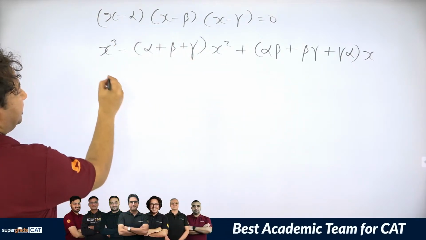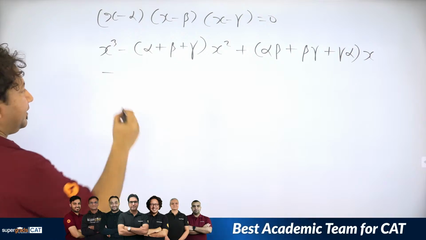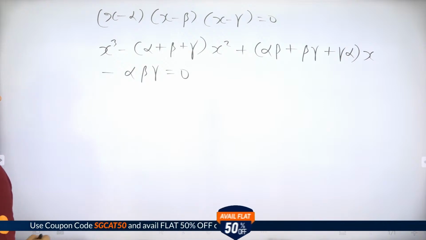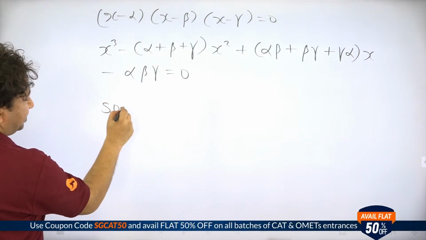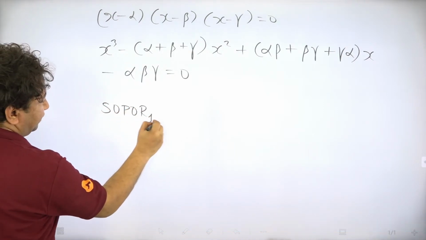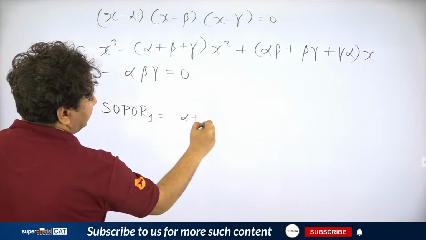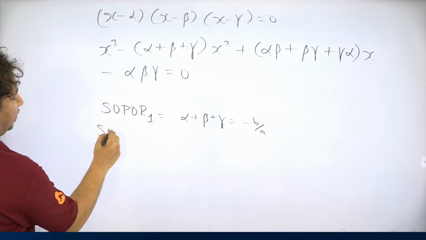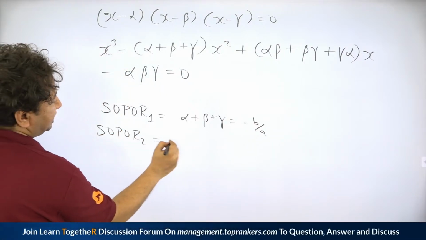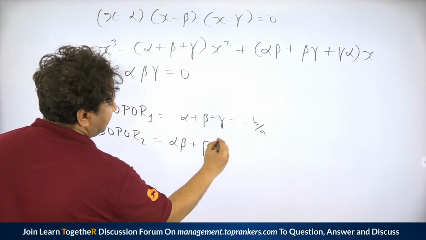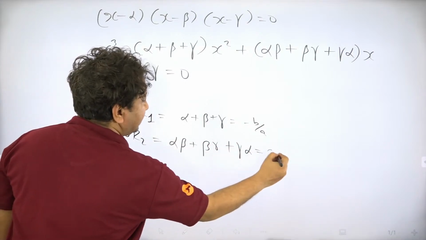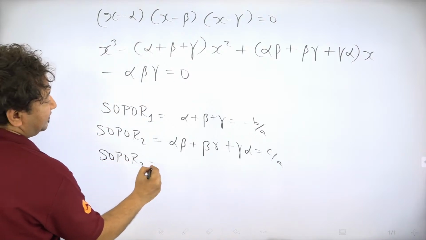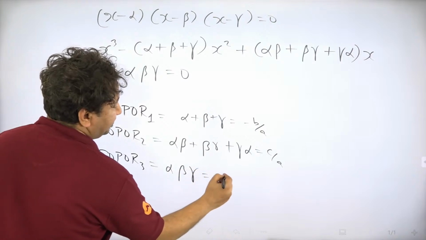If I take all three at once, it will definitely be negative: minus alpha beta gamma is equal to 0. So here, the sum of product of roots taken one at a time, that is alpha plus beta plus gamma, will be equal to minus b by a. The sum of product of roots taken two at a time, that is alpha beta plus beta gamma plus gamma alpha, will be c by a, and the sum of product of roots taken three at a time, that is alpha beta gamma, will be equal to minus d by a.